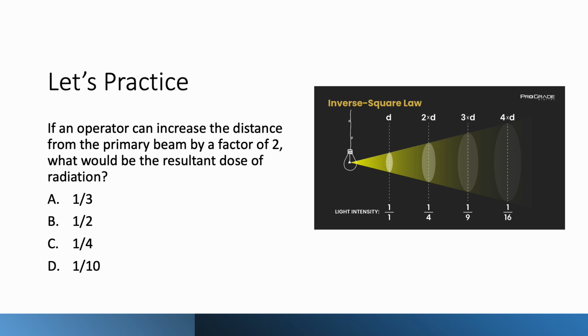And let's practice, which might help this be clearer. If an operator can increase the distance from the primary beam by a factor of 2, what would the resultant dose of radiation be? So, in this situation, I am a distance of 2 further, but my intensity is 1 over 2 squared, or 1/4 less radiation. So if I increase my distance away from the X-ray source by a factor of 2, my intensity is 1/4 that of what it would have been before.